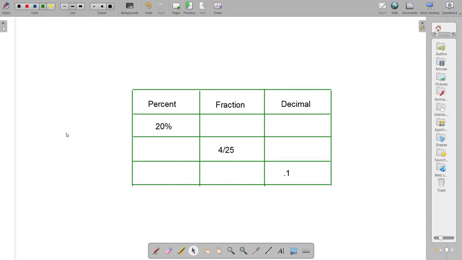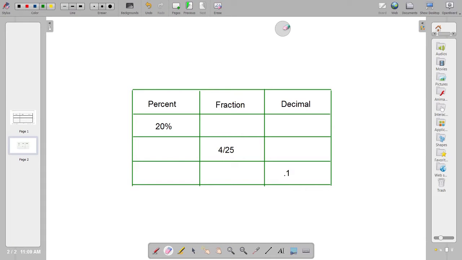So let's start. If we start with 20%, the term percent means out of 100 or per 100. So if I'm taking this percent, 20%, to a fraction, that's pretty simple because I told you that percent means out of 100, so that just means 20 out of 100. If you write that as a fraction, that would be 20 over 100. We can go ahead and reduce those. 20 goes into 20 once, and 20 goes into 100 five times. So 20% as a fraction is 1/5.